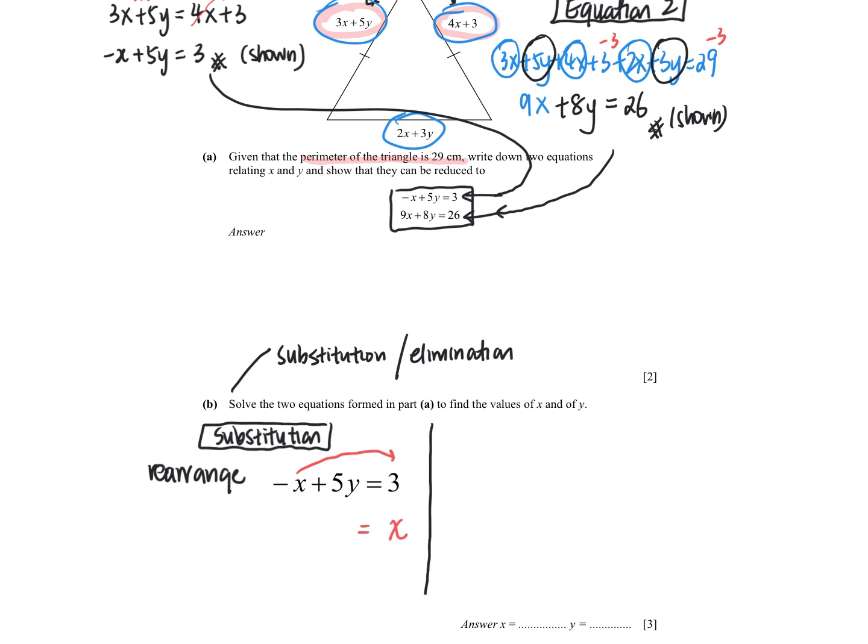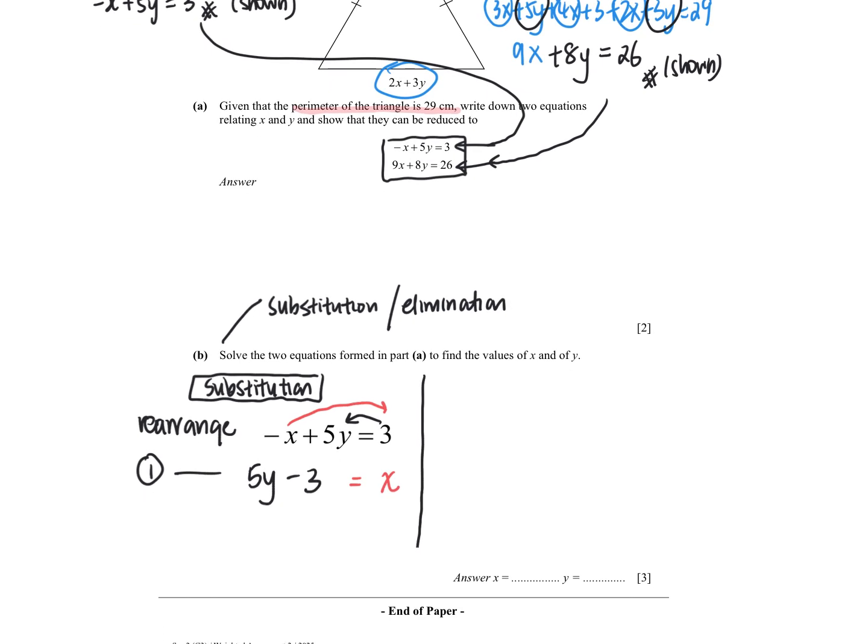And then my 5y is still here. And then I bring my 3 over. So minus 3. So this is my first equation. I rearrange the very first one, bringing the x to the other side and the 3 to the other side. So I'm going to substitute x equals 5y minus 3 into my equation 2.